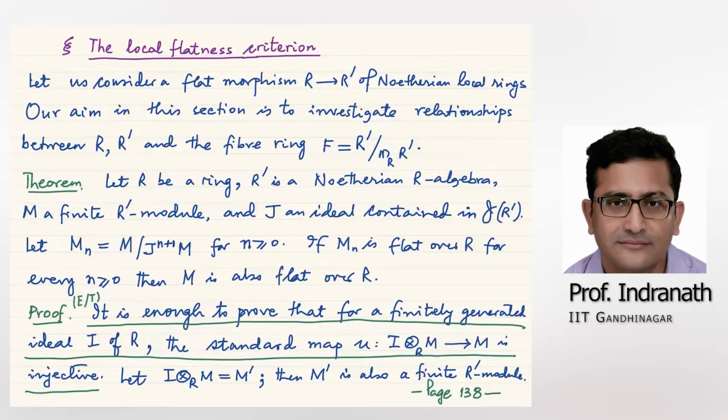But can anyone give me a quick reason why? Have we done anything of this sort? Why is it enough to do it for a finitely generated ideal, or what is so special about this kind of a tensor product and then this map, this U? Do you remember? It's been a few weeks.